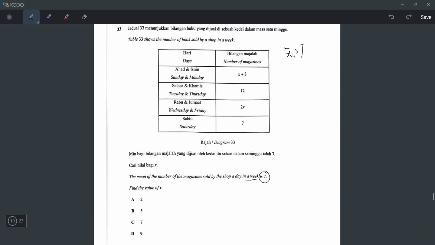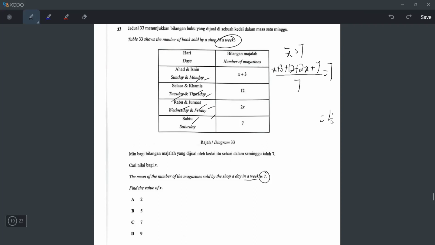This is the symbol for mean. And we all know the mean formula is what? All the total added together. So all the number of magazines added there. So x plus 3 plus 12 plus 2x plus 7. Okay, divide by what? You shouldn't divide by 4. You don't think it's divided by 4 because this one got 2 days, 2 days, 2 days. So 1, 2, 3, 4, 5, 6, 7. And because also 1 week got 7 days. So in a week, it should be 7.